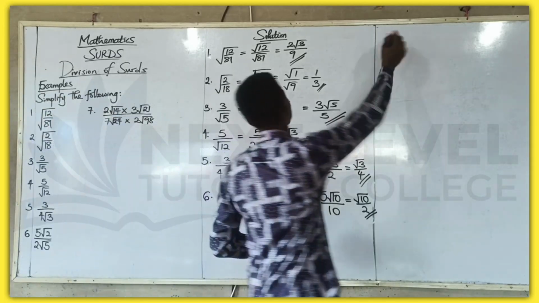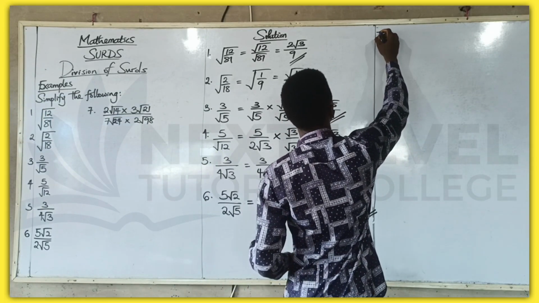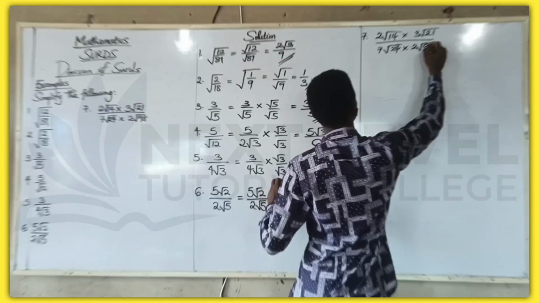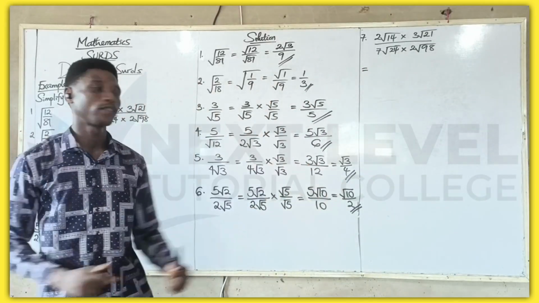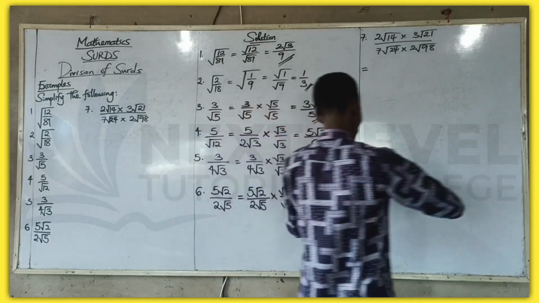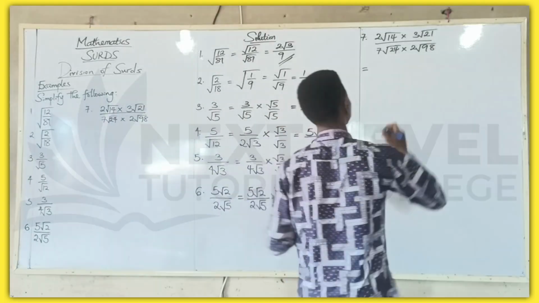Now to number 7. Number 7 is a combination of both multiplication and division of roots. We have also root 48. Now there is a trick I'm going to apply here. I'm going to bring out every single factor inside the roots to solve this question. Mind you, you can solve it any way you understand the principles of mathematics.